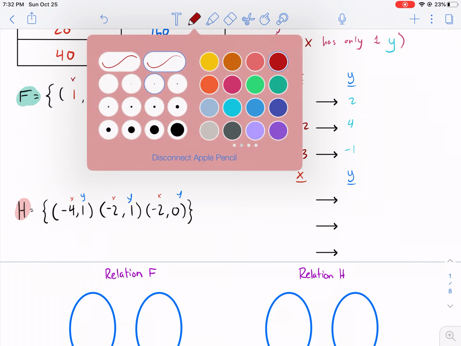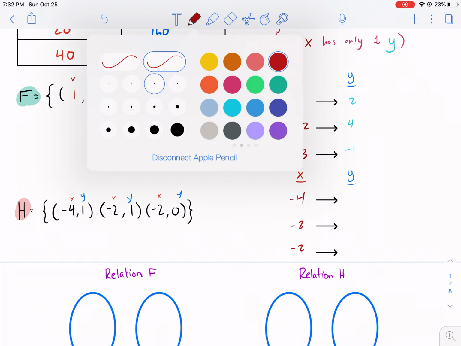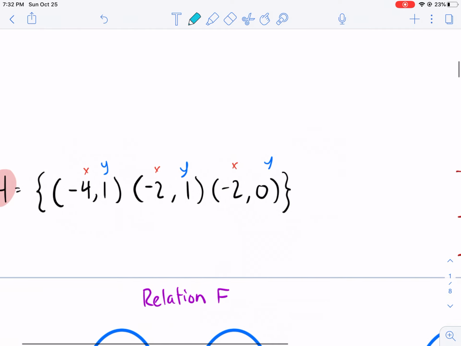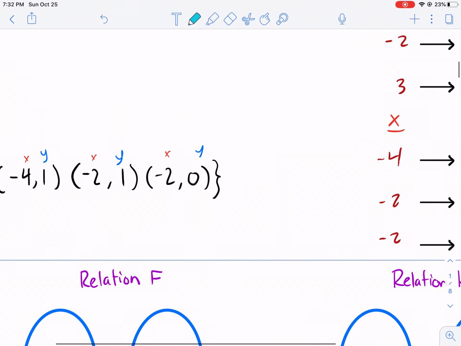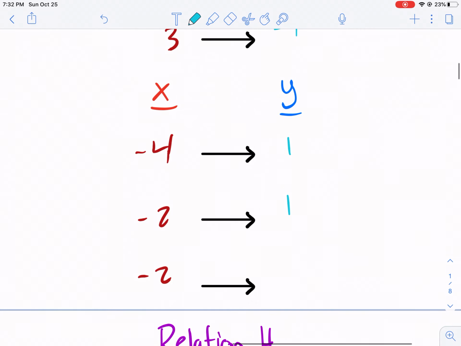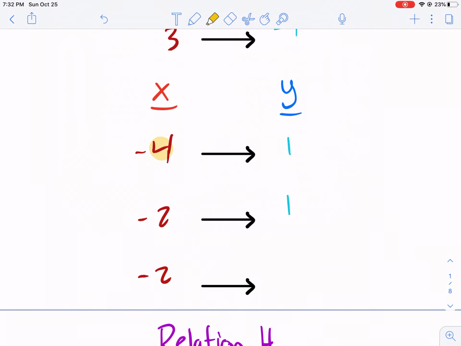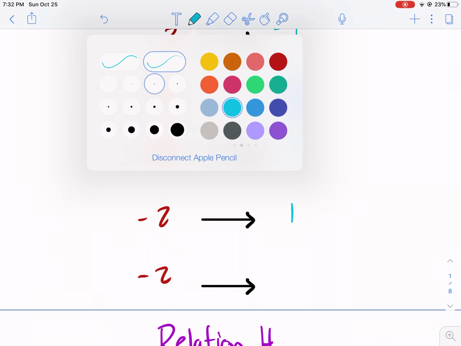Okay, so we're going to start off with our inputs. Our inputs are -4, -2, and -2. And our outputs. Okay, so we labeled our x's and we labeled our y's. So now we're onto our outputs. We have 1 here, and then we have 1. Now let's stop here, okay? Look at our first column. We have an input of -4, and we got 1 as the output. That's all good. Our second one, we had an input of -2, and again, we got an output of 1. Is this allowed? Yes, okay?